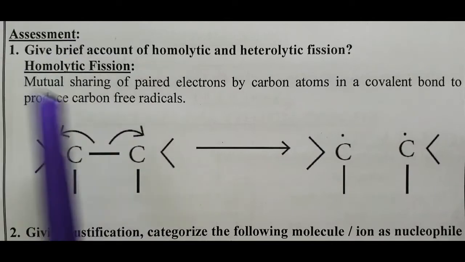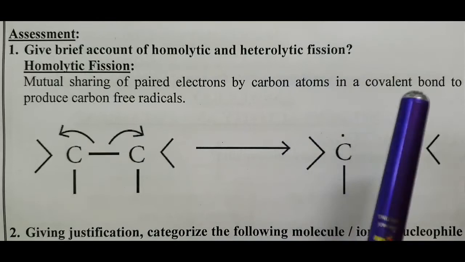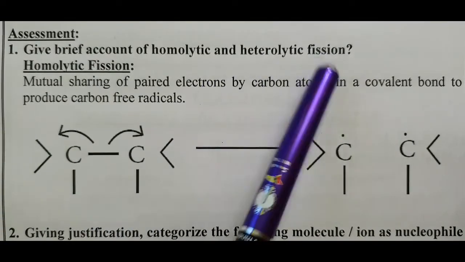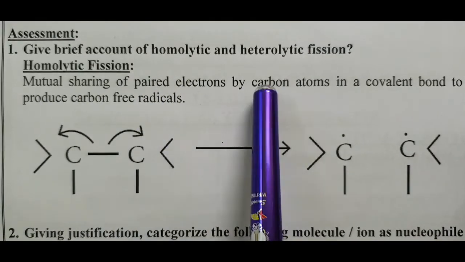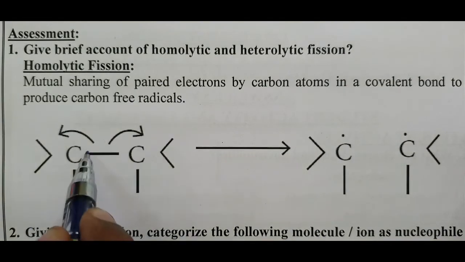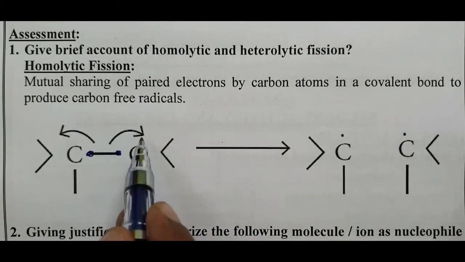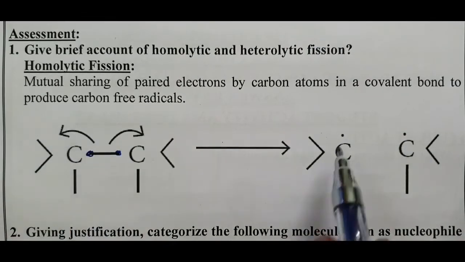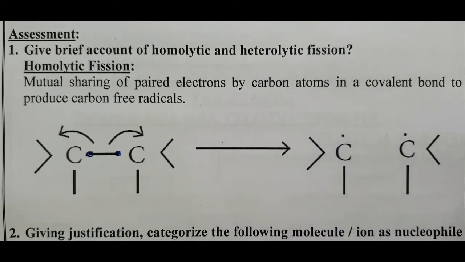Assessment number 1. Give a brief account of homolytic and heterolytic cleavage. Homolytic fission: just now we have discussed heterolytic fission. Homolytic fission is the mutual sharing of paired electrons by carbon atoms in a covalent bond to produce carbon free radicals. This bond contains 2 electrons. One electron is taken by one carbon, there is a dot on this carbon atom. Another electron is taken by the other carbon atom. This dot indicates a free radical.